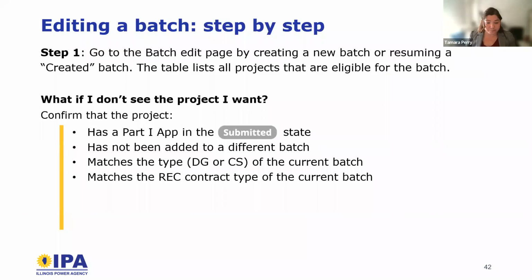Okay, so first you go to the batch edit screen and create a new batch by selecting create batch. Or you can edit an existing batch by selecting Edit Batch Graphic under the Actions column of the batching workbench. This is the warning here on the bottom: if you don't see a project that you want to batch, you should confirm, first of all, that it's in a submitted state, that it has not been added to a different batch, that it matches either the DG or CS type, and that it matches the rec contract type that you've selected.